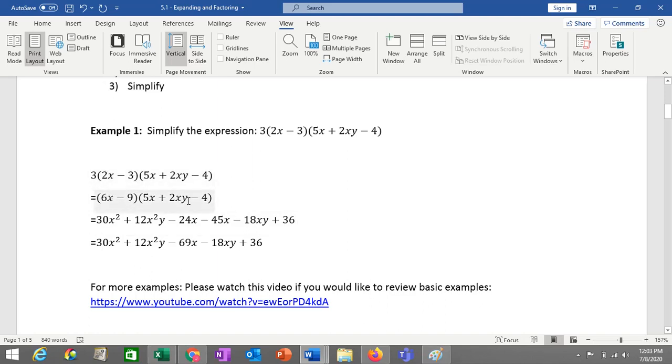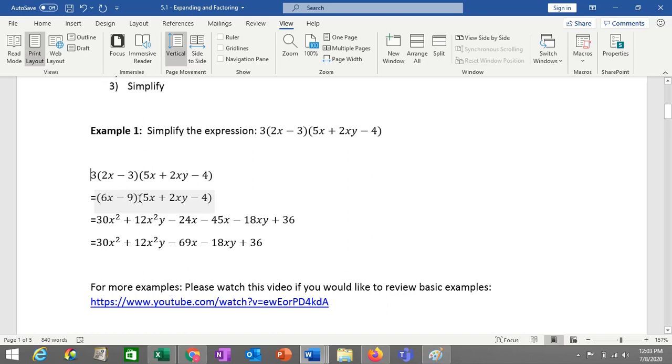6x times 2xy, so that's going to be 6 times 2 is 12. x times x again is x squared, and the y just follows with it, so x squared y, so that's going to be 12x squared y. 6x times negative 4 is negative 24x. So now I've done everything to do with this 6.